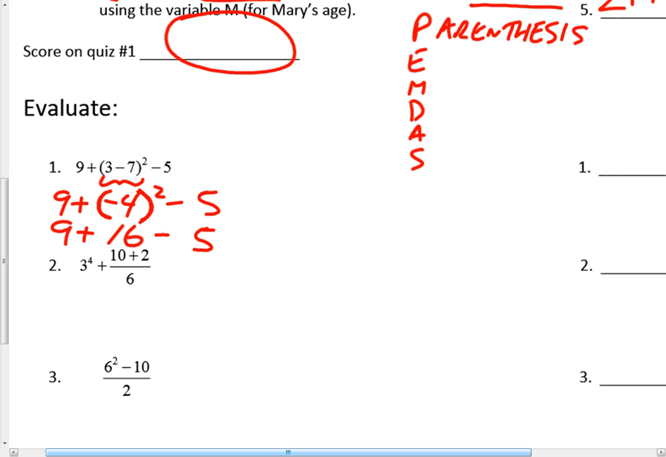Take a look. Did you have a negative 16 there? Did you then add up 9 and 16 and get 25? And then subtract 5 and get 20. Take a look. Where was your mistake?